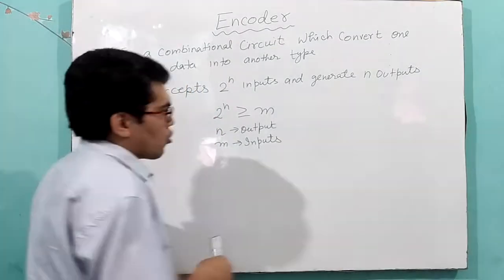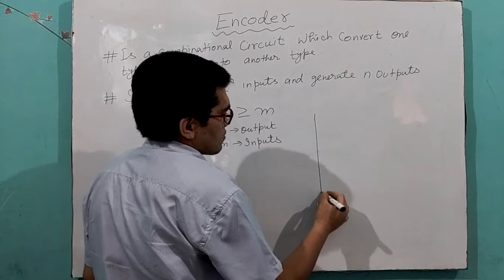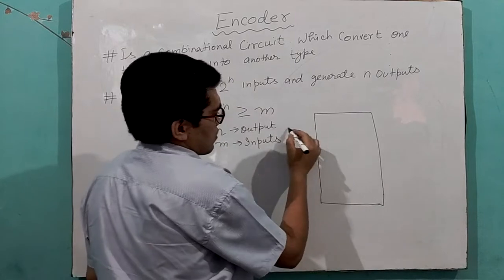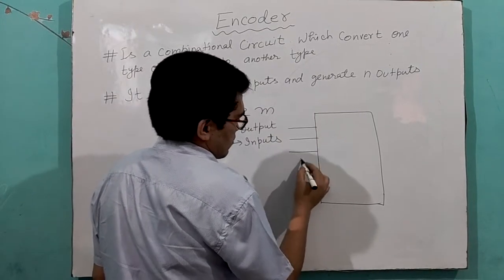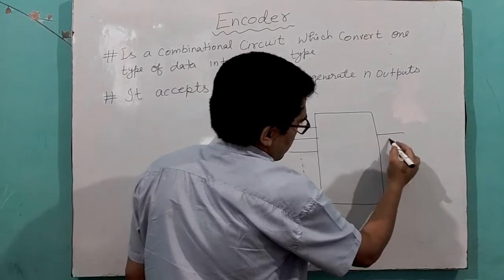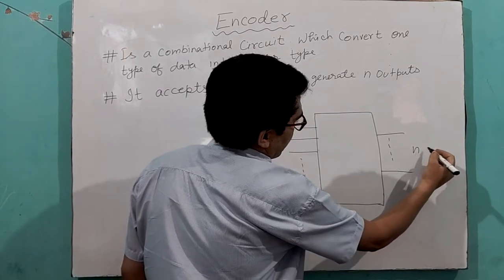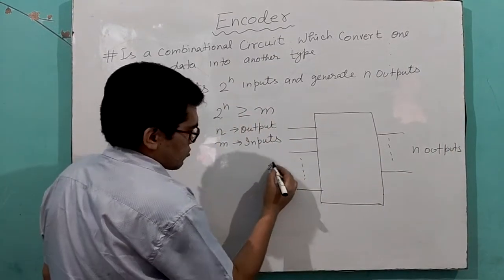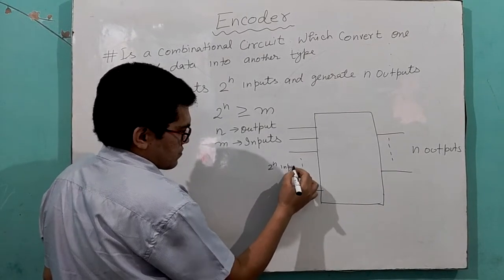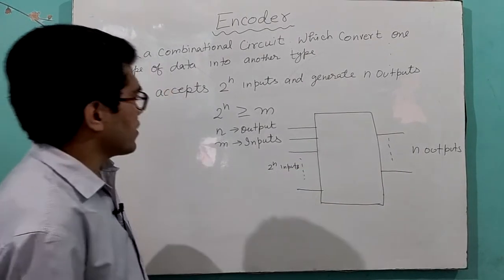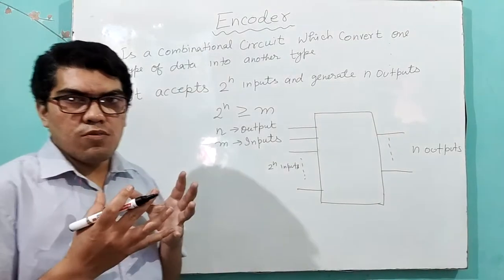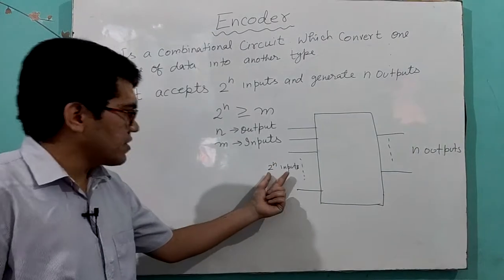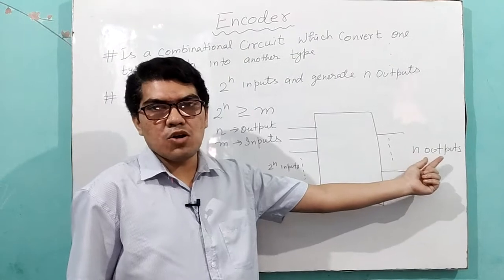So here is the block diagram of an encoder. Here are n outputs and 2^n inputs. So what is the relation between the number of inputs and the number of outputs?